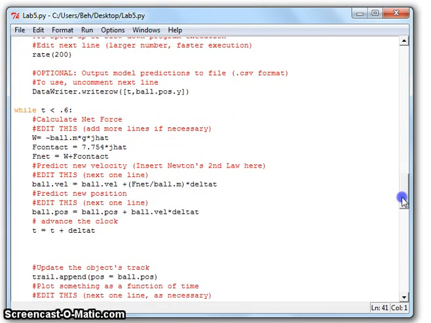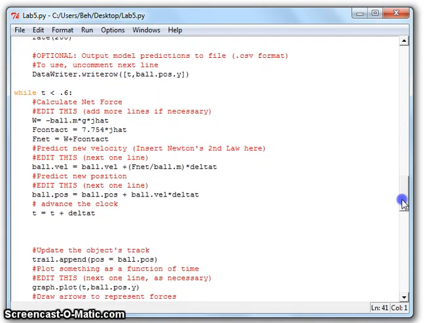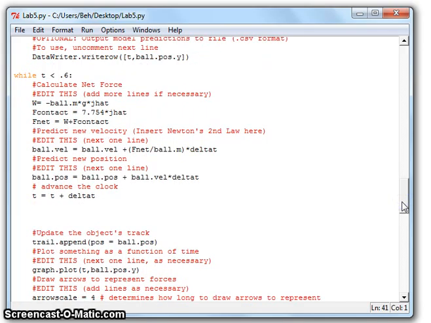And here we have an instance of contact. So we did not include drag, but we did include the contact force, also with the j hat.